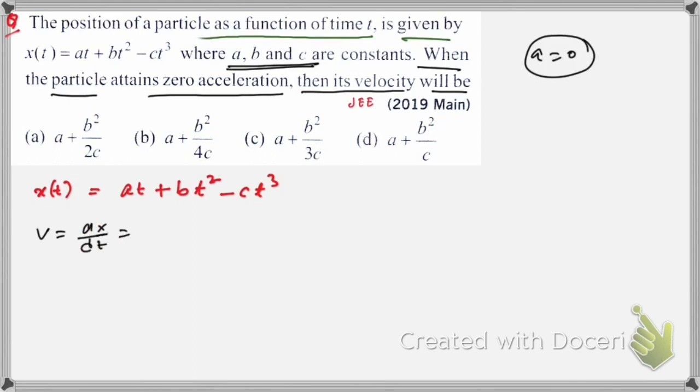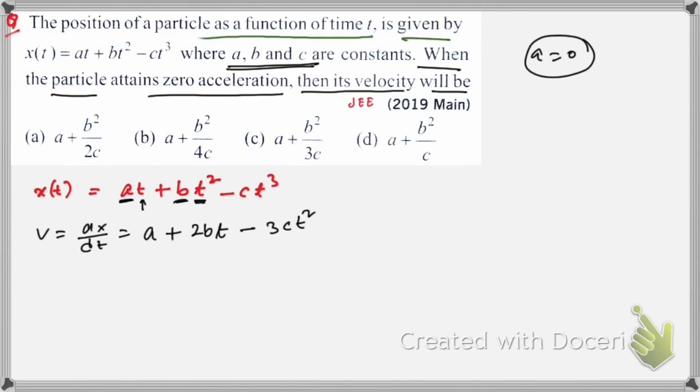Then if you differentiate this, the constant goes to zero, and the derivative of t is 1, so into a it is simply a. And if you differentiate t square, you will get 2t, so 2bt, as b is a constant, then minus 3ct square. So hope you have understood this differentiation, how to do it.